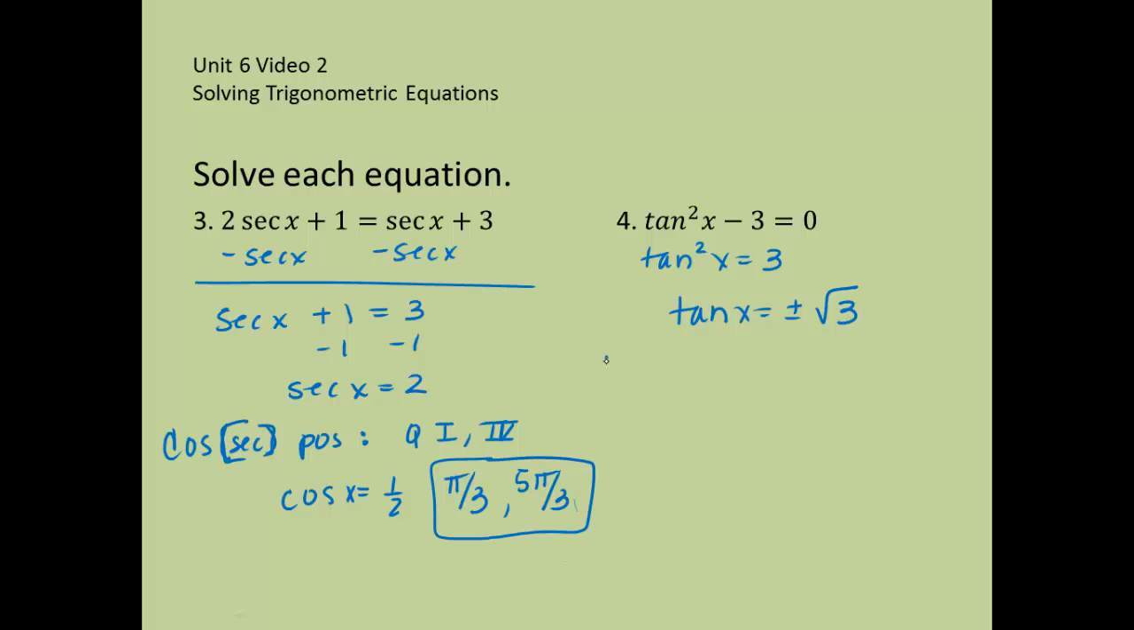So in this case, I'm looking for where tangent is positive or negative, and that happens to be all 4 quadrants. So this one is actually going to give me 4 different answers, whereas the last few I've had 1 or 2 answers. So I will have 4 different possible answers for where the tangent equals both positive root 3 and negative root 3. Well, if tangent of x equals root 3, then there must have been a denominator of 1.